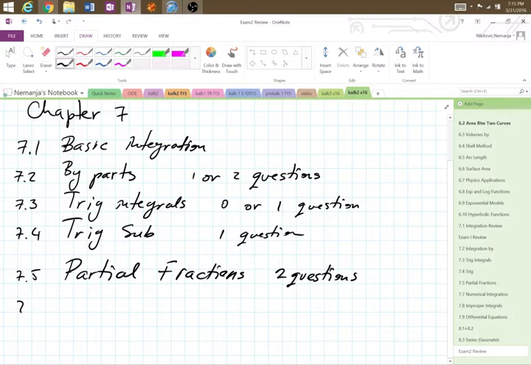Now we have 7.7, which is numerical integration. You have 3 methods. You have midpoint, trapezoid, and Simpson's. Inclined to put 1 or 2, depends on how it works, one or two problems.